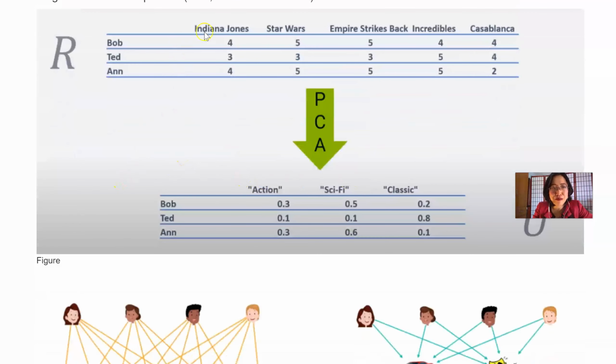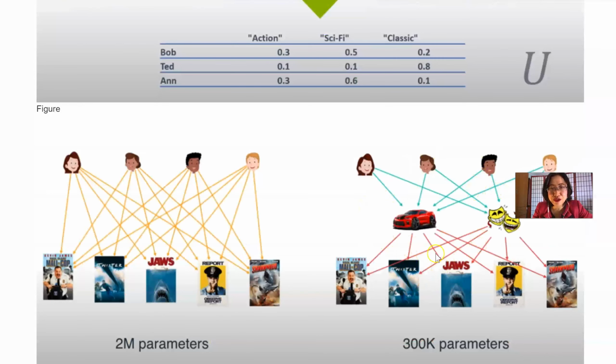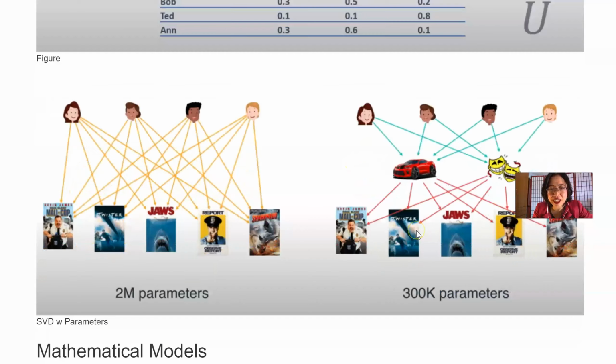So for example, Bob's preference, based on his ratings, can be analyzed into 50% sci-fi, 30% action, and 20% classic. So we reduce these individual ratings to these percentages. By introducing this extra layer of matrix, which combines the users and the movies, we connect them together and then reduce the raw parameters significantly.